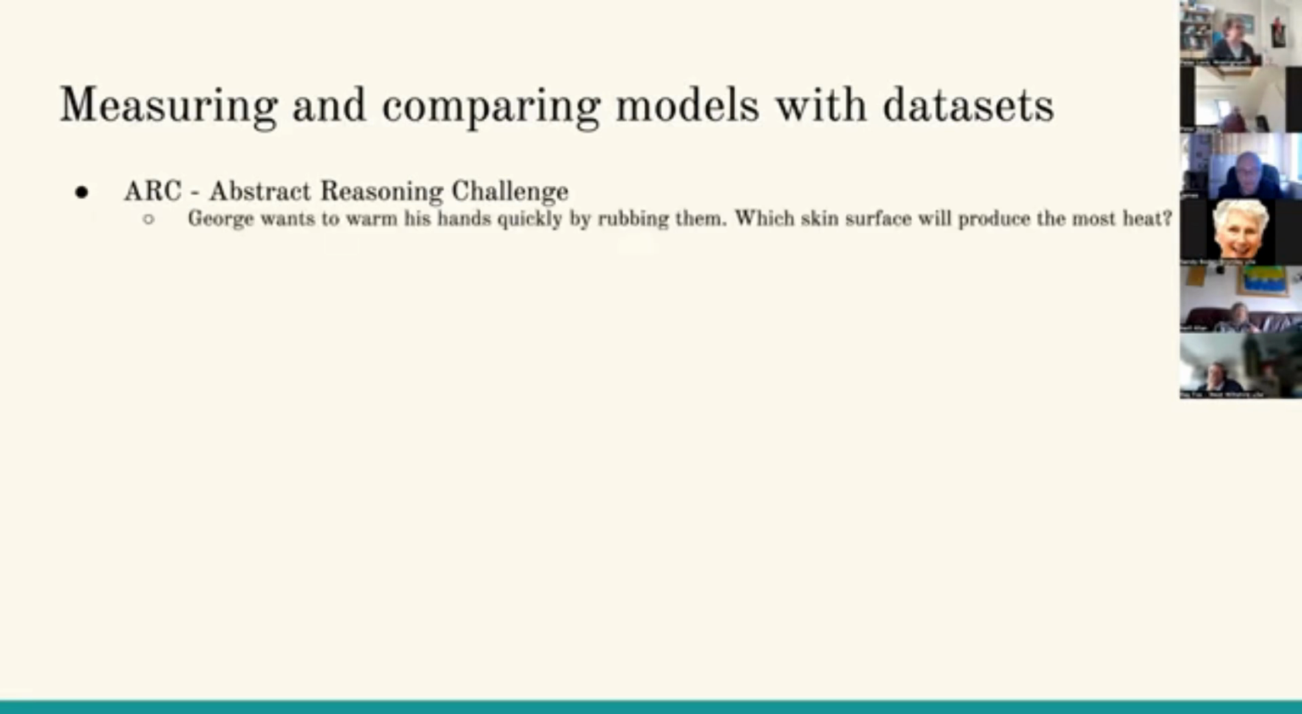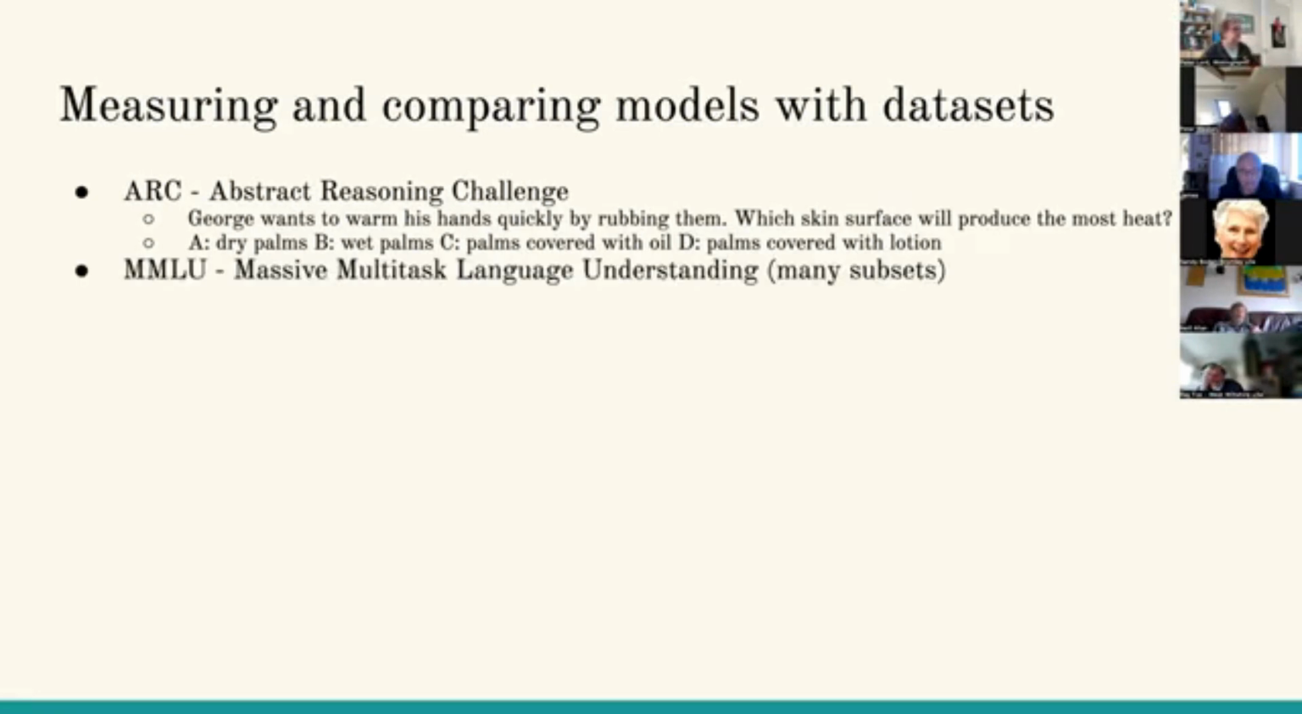A typical question in this benchmark: George wants to warm his hands quickly by rubbing them. Which skin surface will produce the most heat? Dry palms, wet palms, palms covered in oil, palms covered in lotion. So it's a typical type of question there. And bear in mind, in theory at least, these large language models have not been trained with this benchmark data. This is new to it. So from all its training from Wikipedia and books and so on, the weights in this large language model are expected to answer these questions using the next token prediction technique.